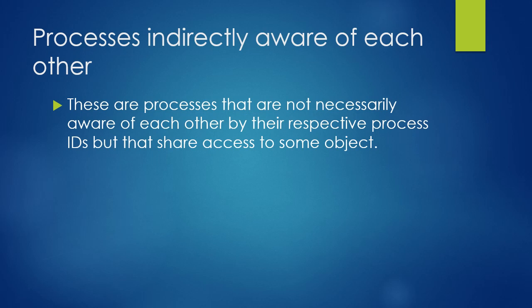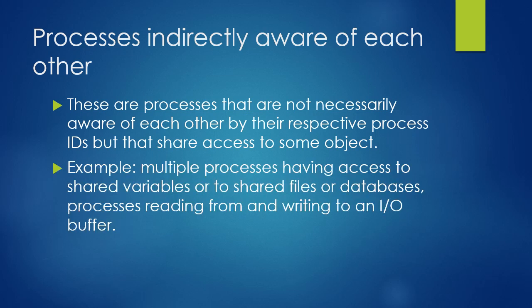We have been talking about processes that are not aware of each other. Now let's talk about processes that are not necessarily aware of each other by their respective process IDs, but they share access to some object. For example, multiple processes having access to shared variables or shared files or databases, processes reading from and writing to an IO buffer. By the way, an IO buffer is a set of memory locations reserved for an IO device.